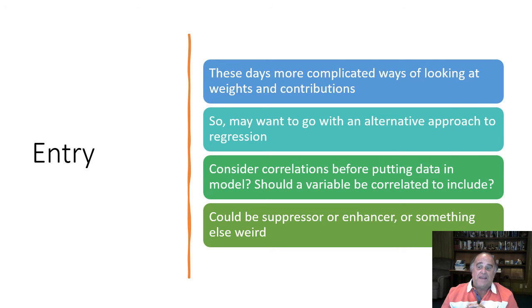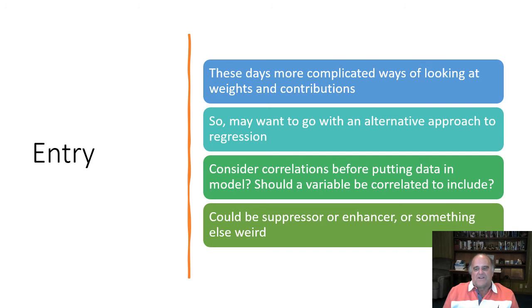And then finally, a variable could always be what's called a suppressor, which means even though it doesn't correlate, it has a suppression effect, or an enhancer, or something else weird. So just because a variable doesn't correlate doesn't mean it can't have a significant effect on your overall model. And again, the best example might be if it has a moderating effect.